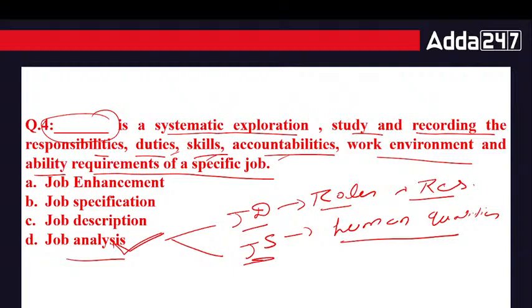JD is what? That tells you about what you are going to do after you get selected, what all things you are going to perform, roles and responsibilities mainly. Okay. Then what is a job specification? It tells you about what is the human qualities which is required to perform the job. So that is job specification, and here we are talking about both. So of course the answer is job analysis.